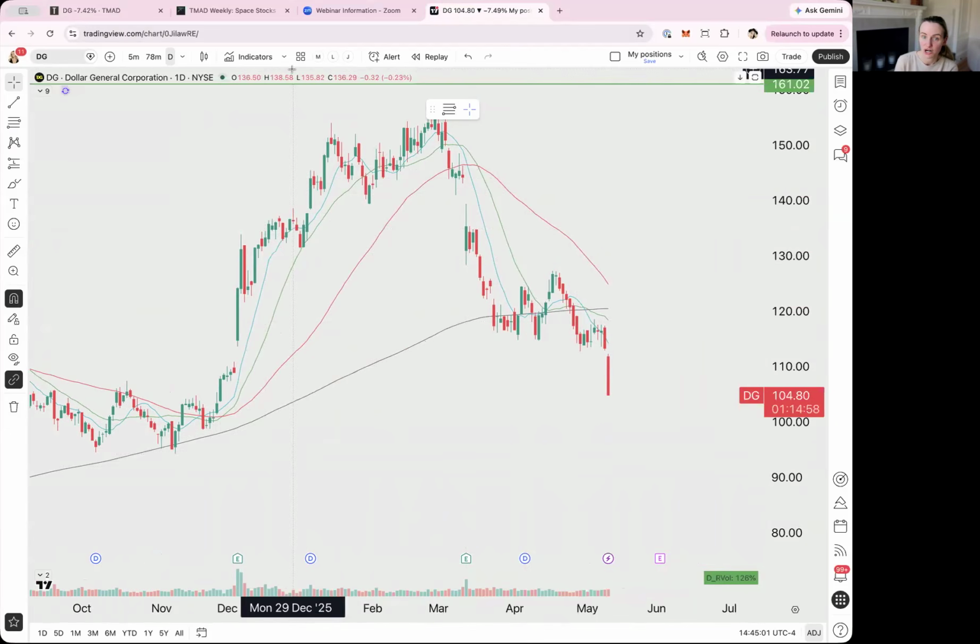This is not a good looking chart. But again, if you love shorting, this is the name. It's down a lot today. You might want to wait for some retest and enter, go down to 100, 104. Okay. Dollar General. Levy, can you do sort of entry strategy?